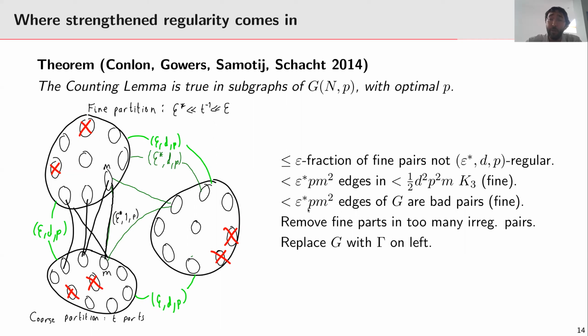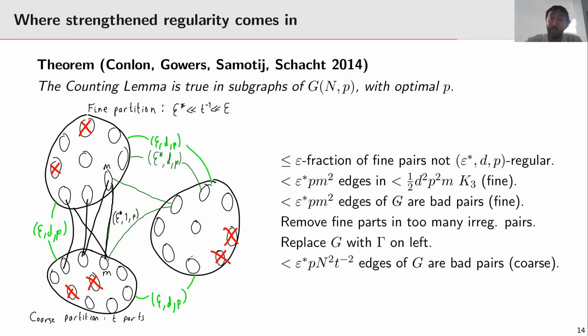What I end up with is, if I look between any two of these fine parts over here, which haven't been crossed off, then I will see between these two fine parts, at most, this many edges of gamma are in bad pairs for this cluster. Okay, but of course, the bad edge pair in G is also a bad pair in gamma, so this bound also holds for G.